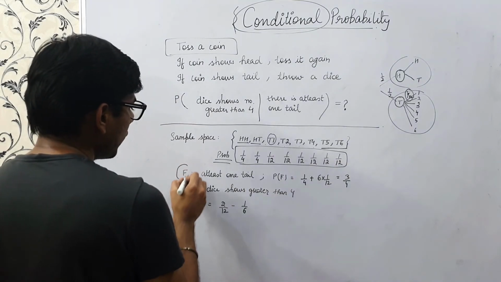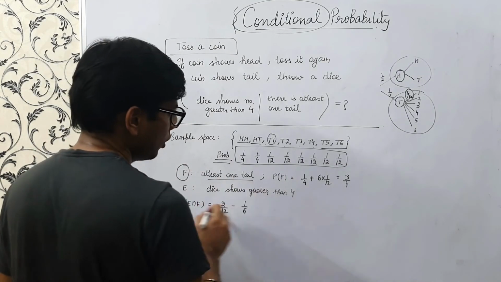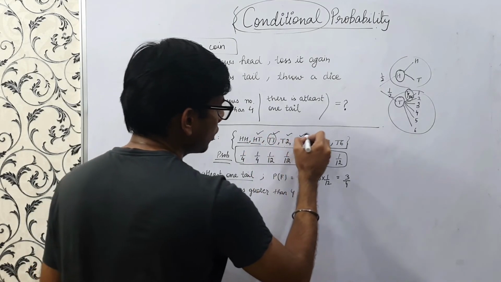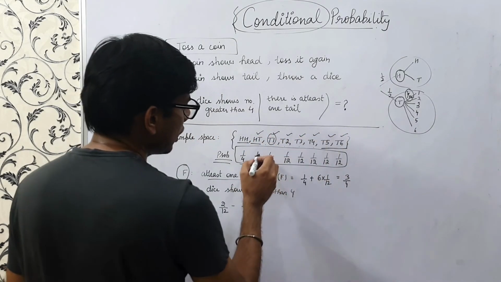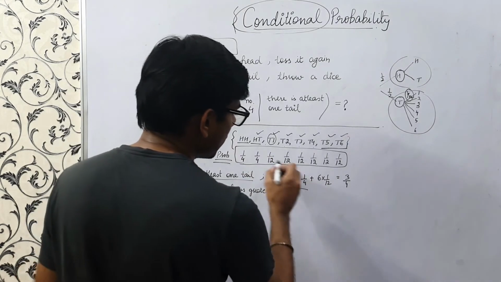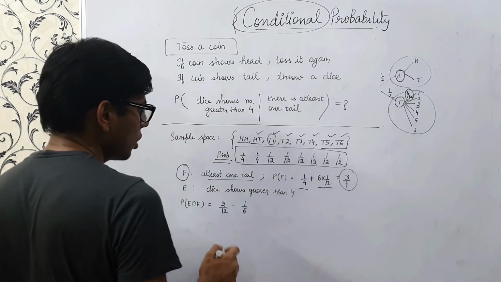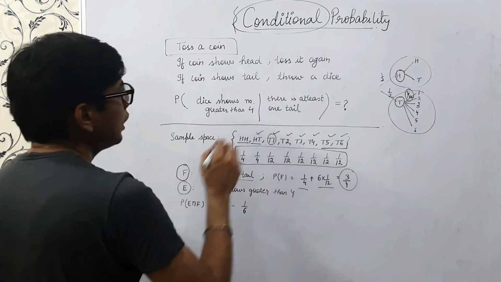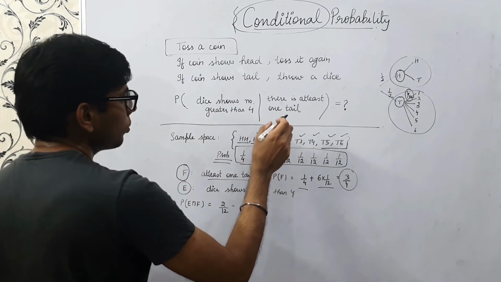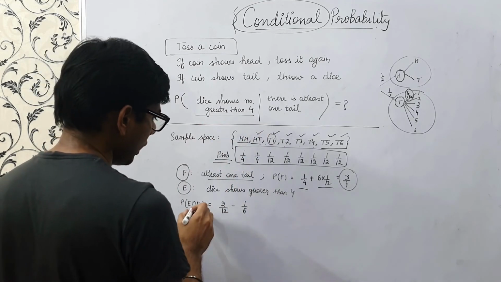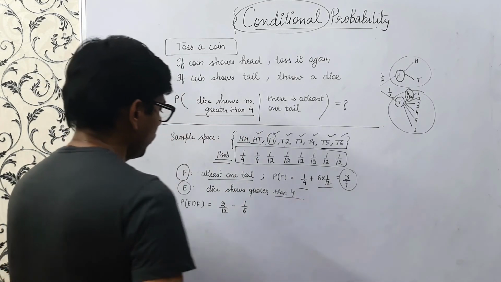So we have defined event F as at least one tail. So this is nothing but 1 by 4 plus all these 6 outcomes, each 1 by 12, that turns out to be 3 by 4. And we define E as the event that the dice shows a number greater than 4, right?